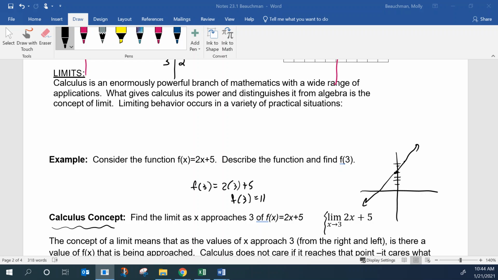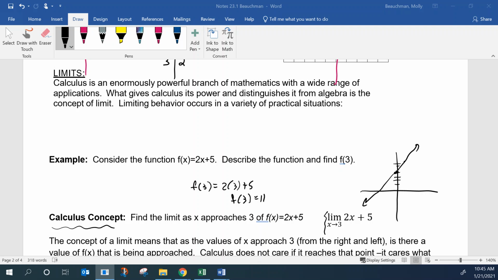In this video, we're going to talk about an important concept in calculus called limit. Calculus is an enormously powerful branch of math with a wide range of applications. What gives calculus the power and distinguishes it from algebra is the concept of limit. Limiting behavior occurs in a variety of practical situations.